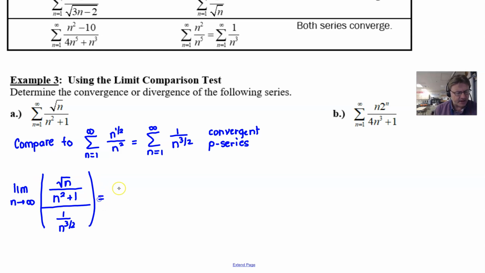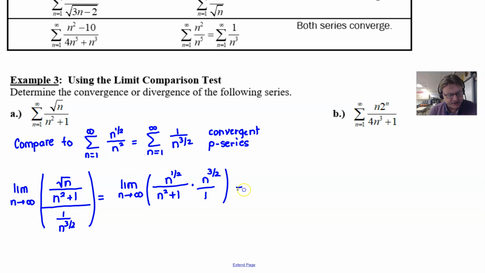Well, that limit is quite the nightmare, so why don't we multiply by its reciprocal? In the meantime, I might call that square root of n an n to the 1/2 to kind of set the tone for what's about to happen. Okay, and I'll call n to the 3/2 a denominator of 1 after I flip it. And if I simplify this just a little bit more, essentially multiplying the numerators together, n to the 1/2 times n to the 3/2 is n to the 4/2, which is n squared. And my denominator remains n squared plus 1.